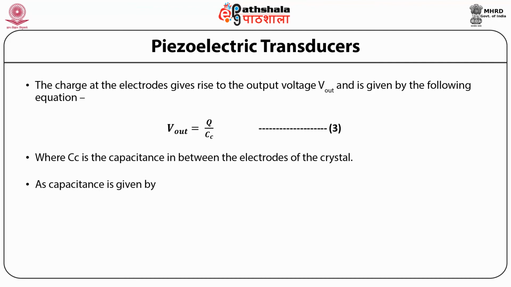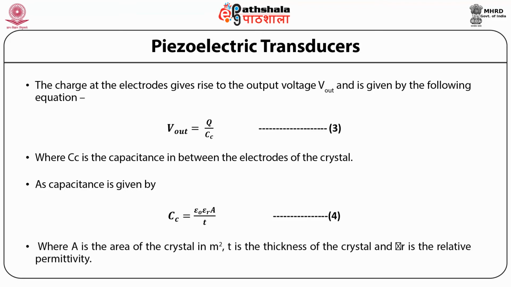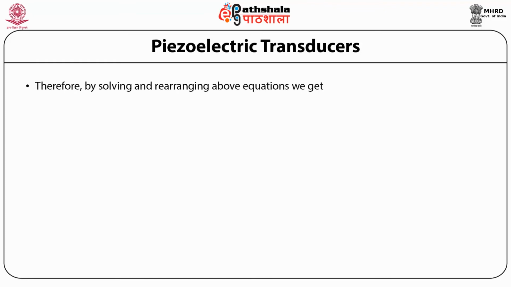As capacitance is given by Cc is equal to absolute permittivity multiplied by relative permittivity into A divided by T. This is equation 4, where A is the area of the crystal in meter square, T is the thickness of the crystal, and epsilon R is the relative permittivity. Therefore, by solving and rearranging the above equations, we get V out is equal to Q by Cc.